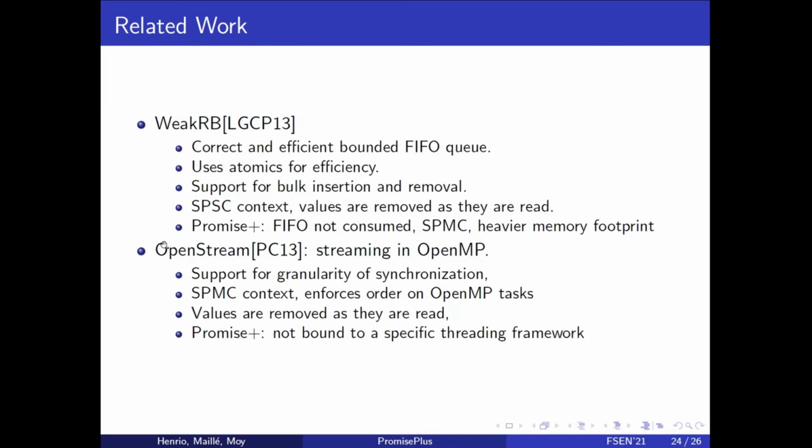OpenStream is an extension to the OpenMP threading framework that adds streaming to OpenMP. It has support for granularity of synchronization. An OpenMP task can now wait until a given amount of elements are available in a stream before starting. It works in a single producer, multiple consumer context. Several tasks can consume the same stream. But to do that, OpenStream enforces an order of execution on OpenMP tasks, and values are removed from the stream as they are read. So once again, Promise Plus doesn't remove values from the stream and is not bound to a specific threading framework.